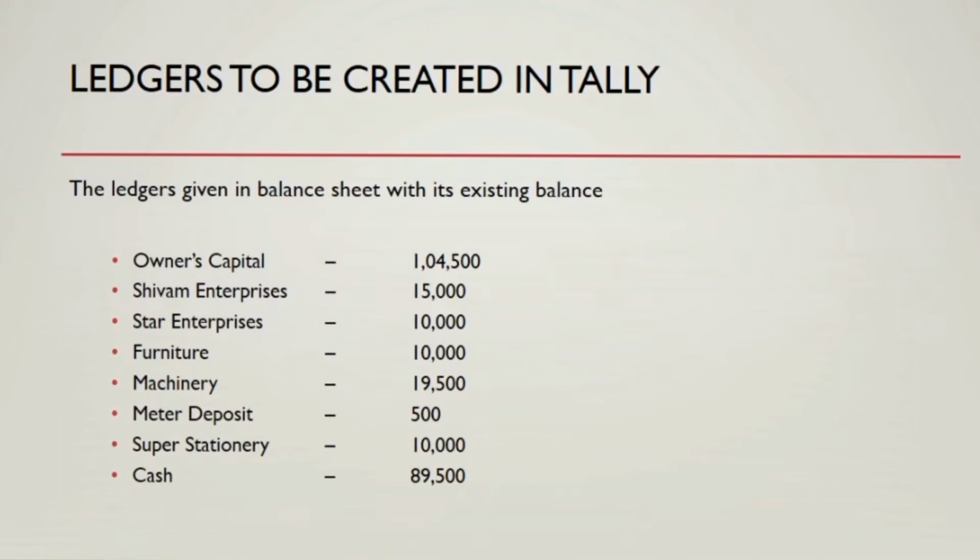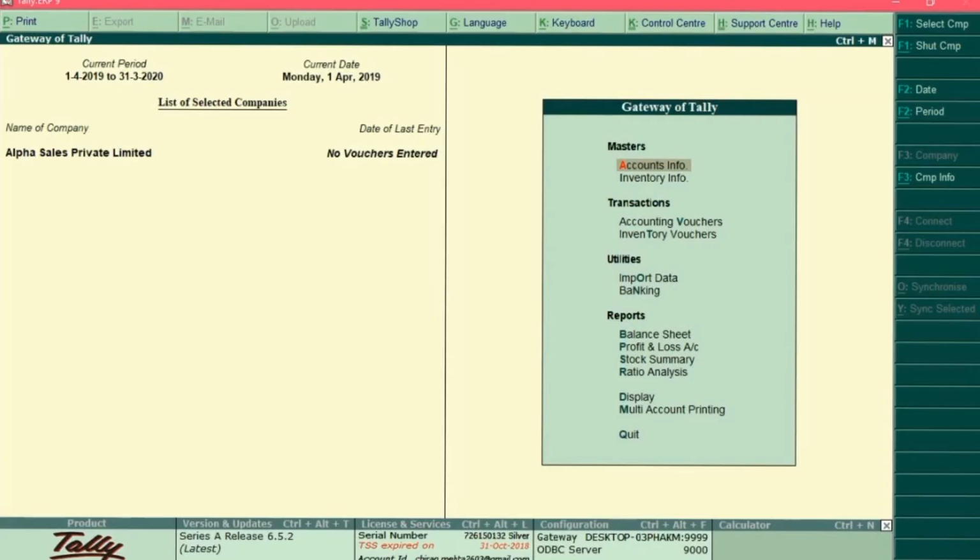Let's find out. Open Tally. You can see that the company which we created in the previous video, its name is displayed over here. So it means this is the current company, which is selected, and on which we are working.